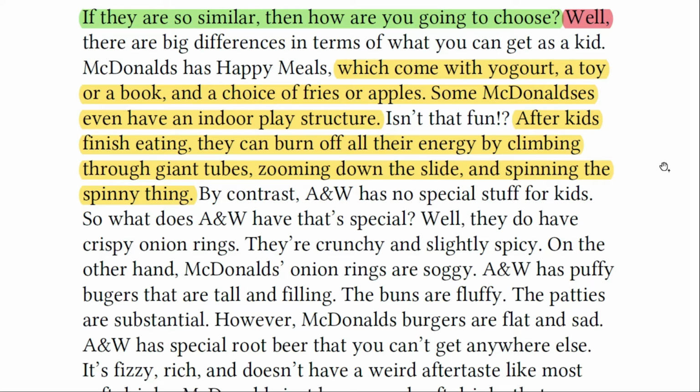By contrast, ooh, that looks like a transition word that shows us differences. Let's highlight that in red. By contrast, A&W has no special stuff for kids. So what does A&W have that's special? That's not a transition word. That's an entire transition sentence. But I'm still going to highlight it in red.